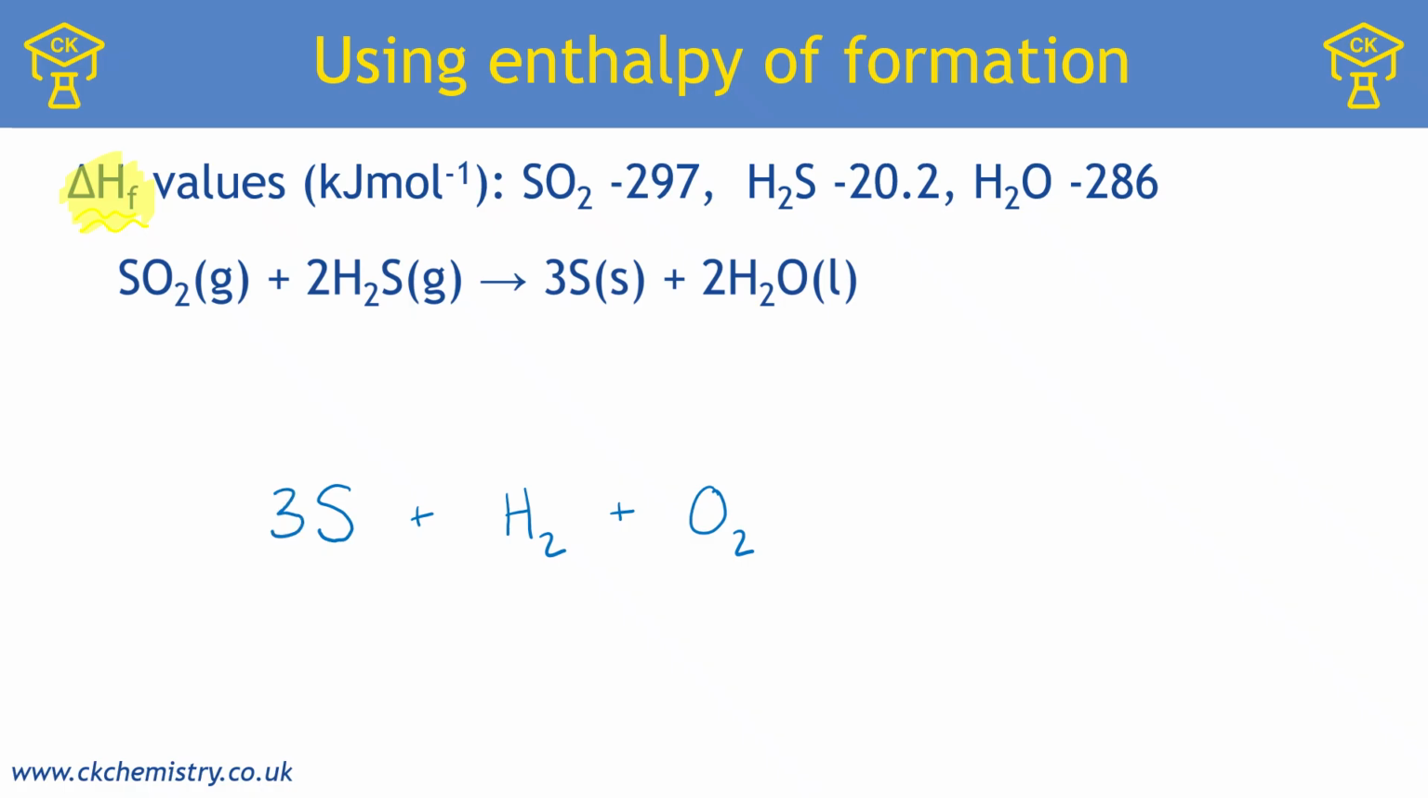So this should be 3 sulfurs. I'm going to need 4 hydrogen atoms in total, so 2 H2s. That is gas. And then oxygen, I only need 1 O2 because I've got 2 on the left hand side as well. And that is a gas state.